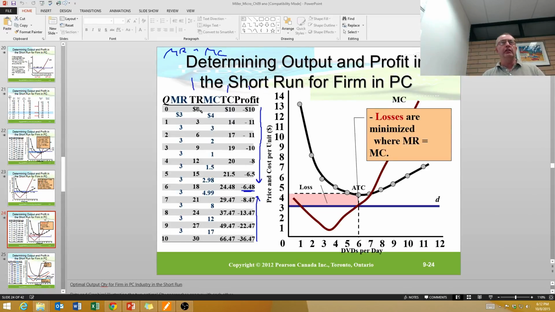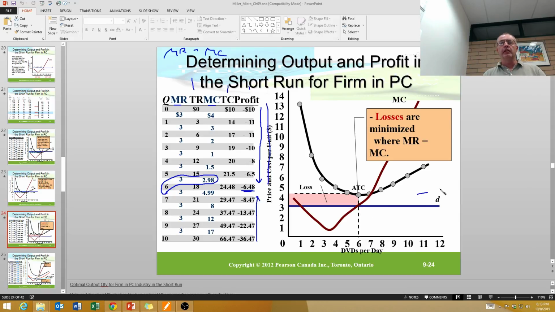But we also see that when we use the marginal revenue and marginal cost approach, marginal revenue and marginal cost equal each other. We're 2 cents off, but we're not going to worry about 2 cents. Marginal revenue and marginal cost are also equal to each other at 6 units, and so that's the same result that we got from the first approach.